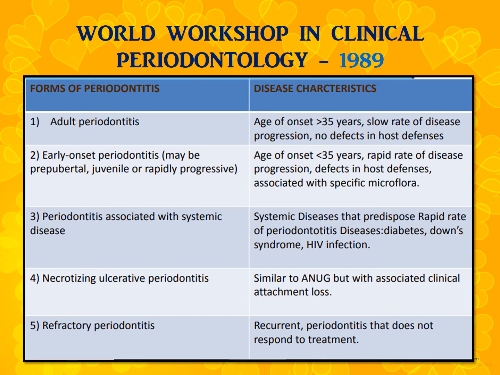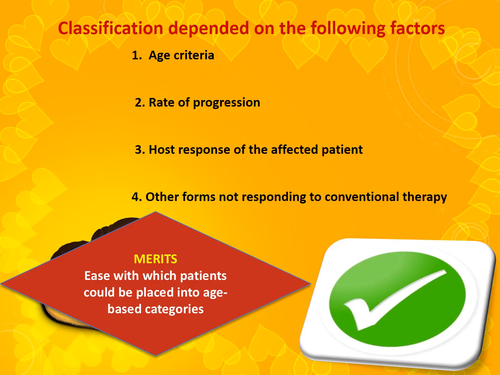Early onset periodontitis was later divided into prepubertal, juvenile, or rapidly progressive periodontitis. The various other forms were periodontitis associated with systemic diseases, necrotizing ulcerative periodontitis and refractory periodontitis, which did not respond to treatment at all. So this classification depended on the following factors: the age criteria, the rate of progression, the host response of the affected patient, and other forms which are not responding to the conventional therapy. So what is the merit of this classification? It could be easily categorized based on the age.